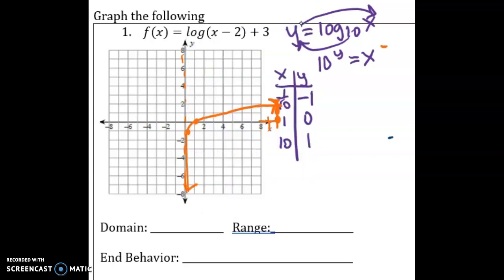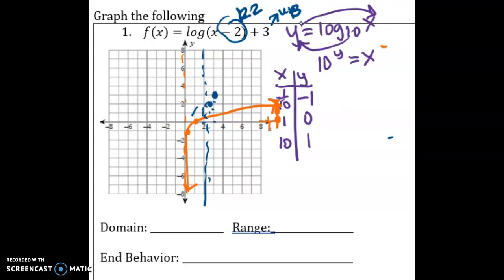And it looks like we are shifting this. Since our x is a liar, we're shifting it to the right 2, and then we are shifting it up 3. So we are moving to the right 2, so the asymptote is going to move 2 spots. And this point goes to the right 2, and then up 3. So 1, 2, and then up 1, 2, 3. This one goes to the right 2, and then 1, 2, 3.